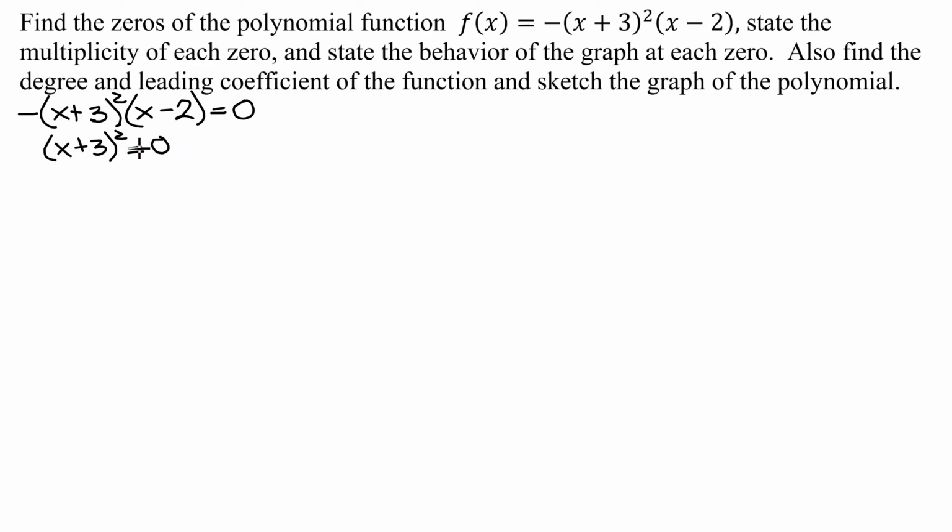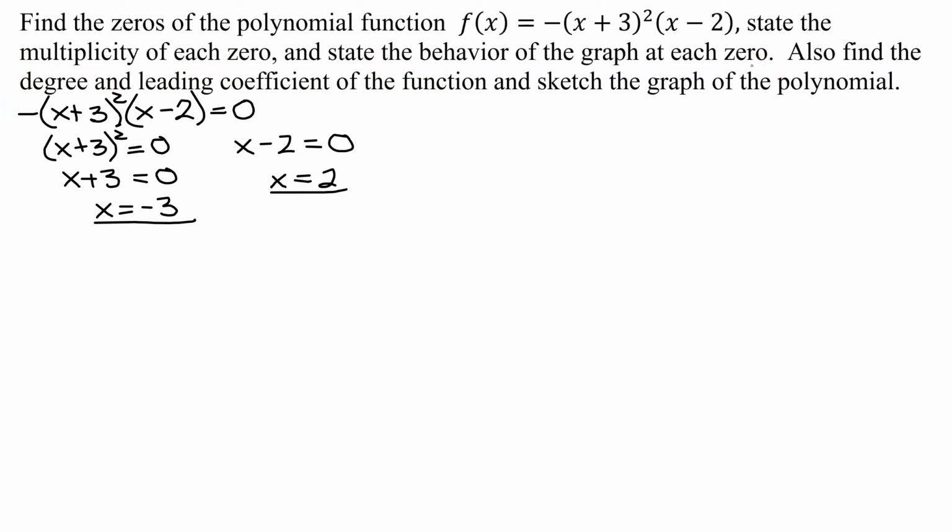X plus 3 squared equals 0 when x plus 3 equals 0. Subtract 3 from both sides, we get x equals negative 3. Now setting the factor x minus 2 equal to 0, add 2 to both sides, I get x equals 2. Now we've found the zeros, we need to look at the multiplicity and the behavior of the graph at each zero.